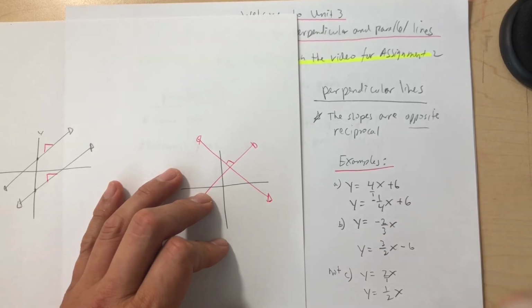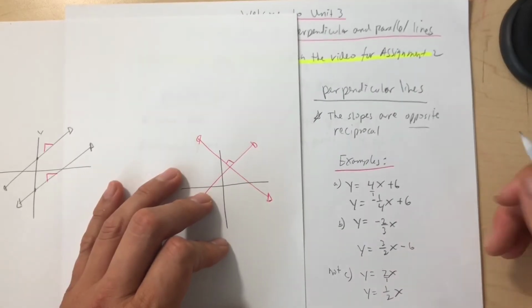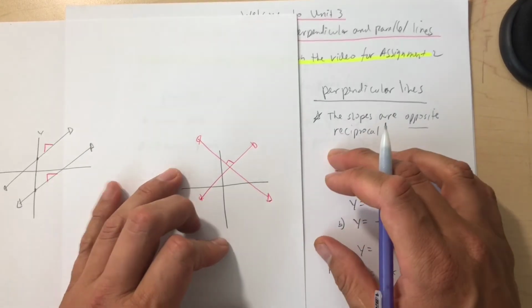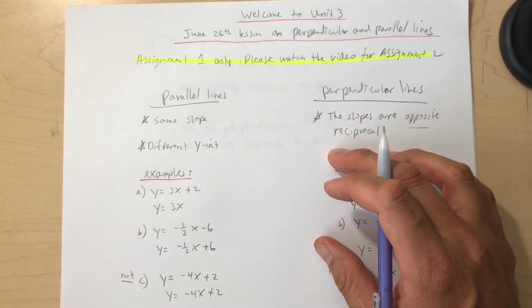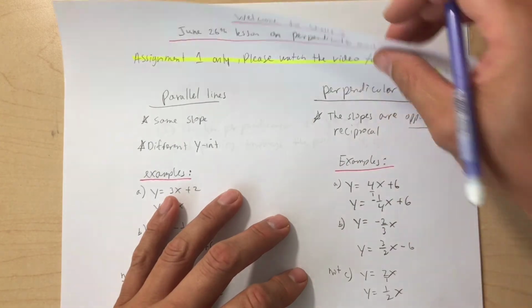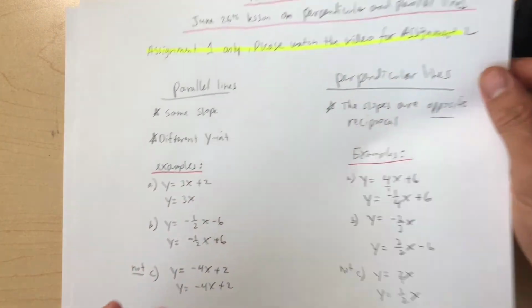That's 1 over 2. One of them has to be a negative, so therefore this is not perpendicular. All right, so that's the definition of perpendicular. Let's move on and do a problem that is involving parallel and perpendicular lines.